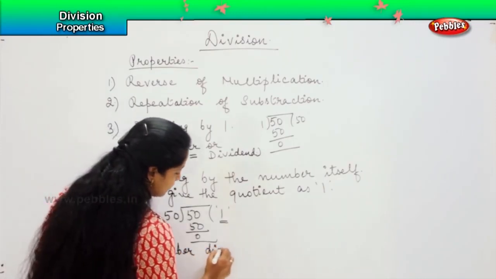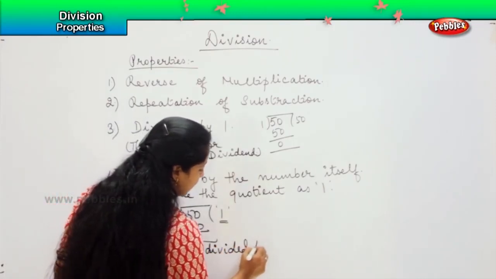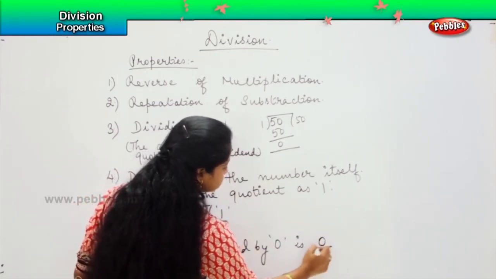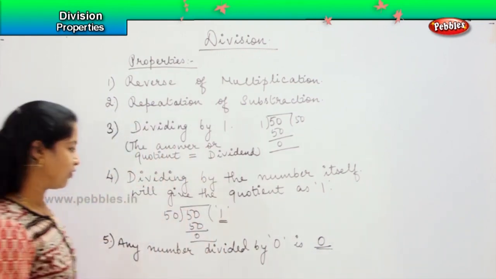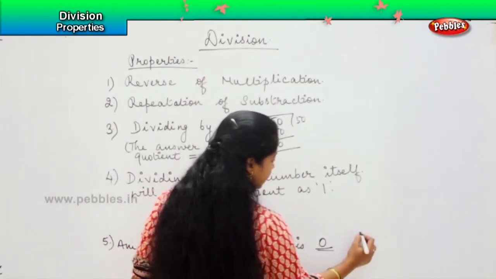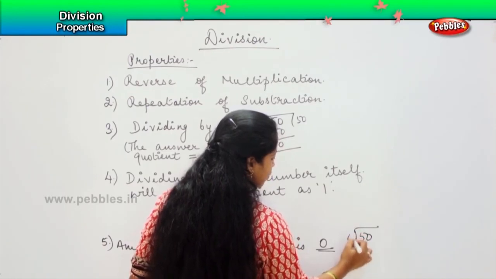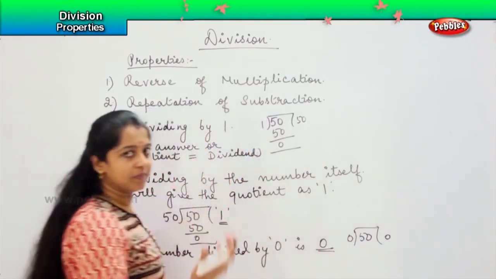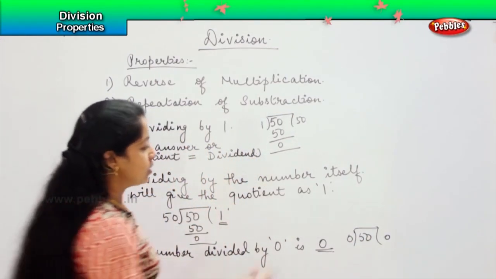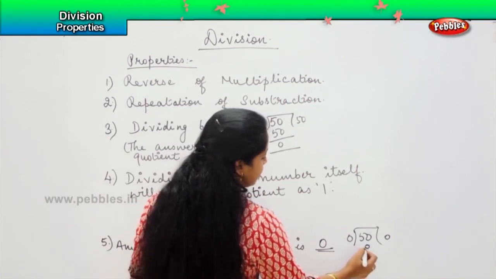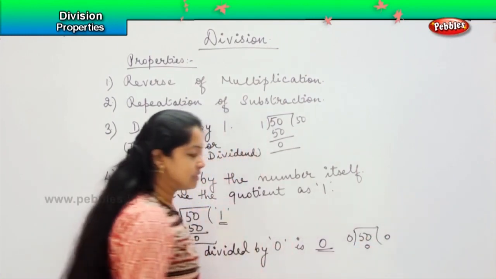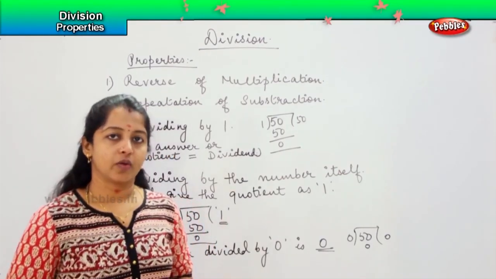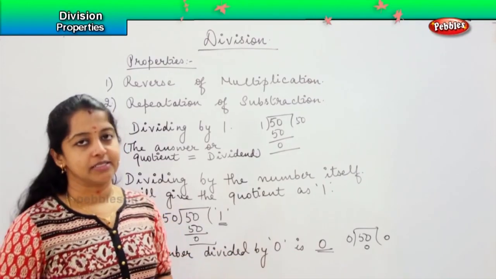Okay. The next rule says that any number divided by 0 is 0. Suppose for example, if I divide 50 divided by 0, my answer will be 0 because 0 into 50 is 0. Anything multiplied by 0 is 0 itself, right? So similarly, if you divide anything by 0, it will give me the answer 0. It is not possible to divide a number by 0. Okay. So anything divided by 0 is 0.